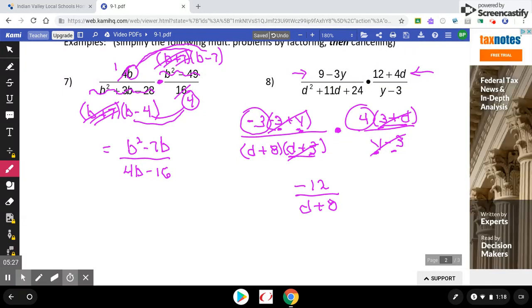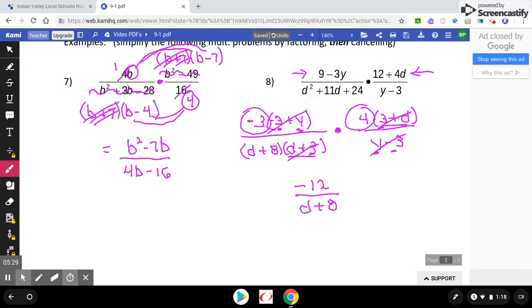One more time, I apologize if I am saying this too many times, but you cannot cancel unless it's a matching binomial with a matching binomial. The -12 is not a binomial. The d plus 8 is. So therefore, I'm done. I cannot cancel that 12 and that 8. And again, my advice is if you're not sure about canceling, don't do it.